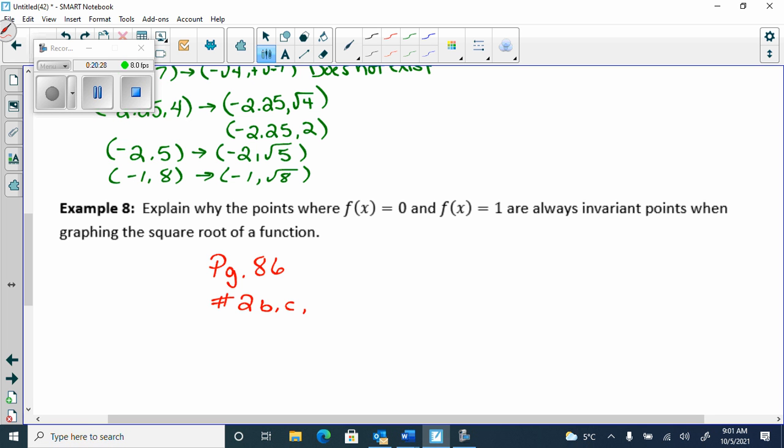number 2 is, here's the coordinate. Give me the new coordinate. So no, it's not a lot. That's like rooting the y's.